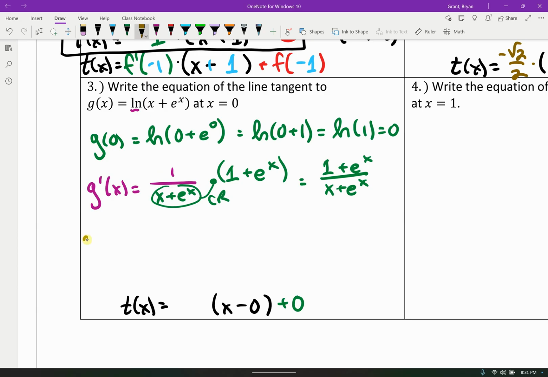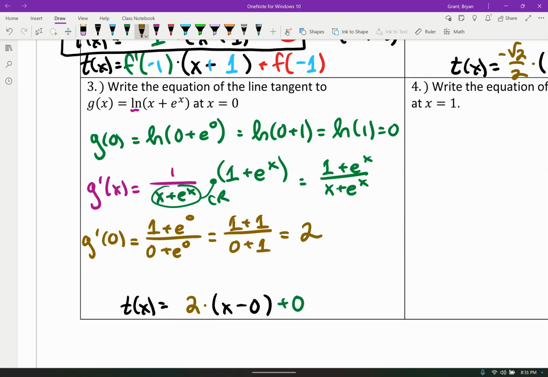So let's go ahead and actually find the derivative evaluated at 0. So 1 plus e to the 0th over 0 plus e to the 0th, right? So we end up with 1 plus 1 on top over 0 plus 1 for the denominator, which gives us 2. Therefore, our tangent line here is 2 times x minus 0 plus 0, which I bet a lot of you would just simplify to 2x. I also think it's pretty interesting that a pretty complicated looking function like this actually has a pretty nice tangent line of 2x.